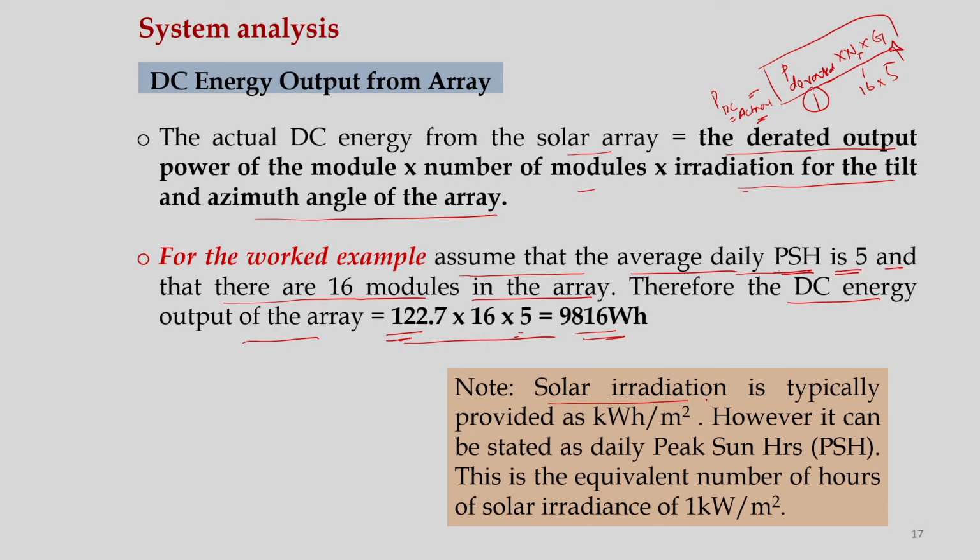This solar irradiation is typically provided as kilowatt hour per meter square. It can also be stated as peak sun hours. So, this is the equivalent number of hours of solar radiation of 1 kilowatt per meter square. That is why we have multiplied with 5. So, it will be 9816 watt hour. So, this is important.